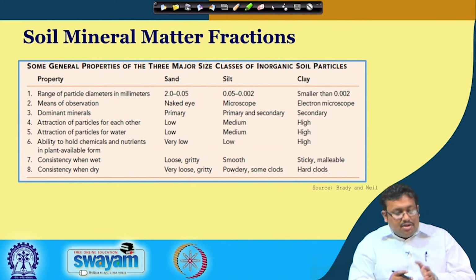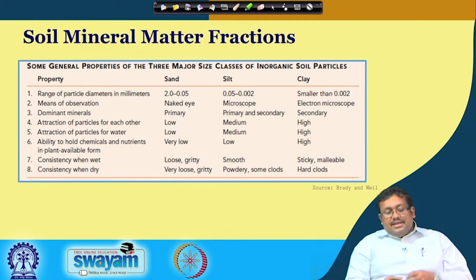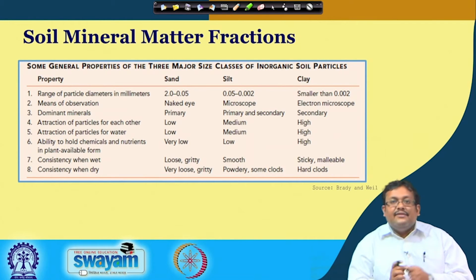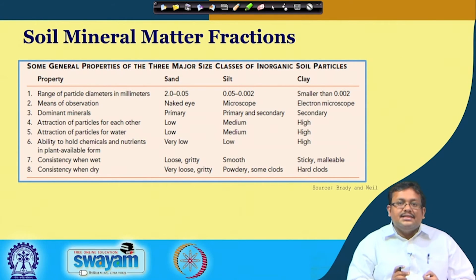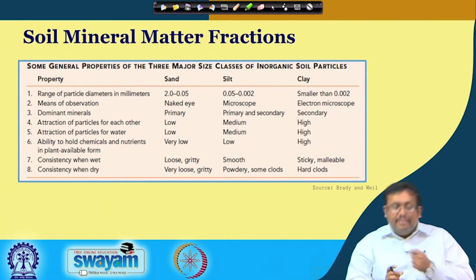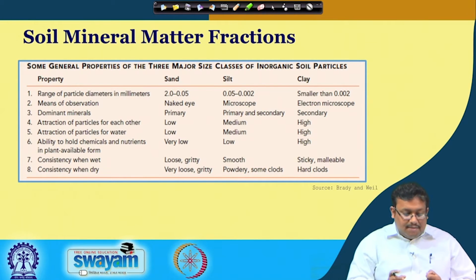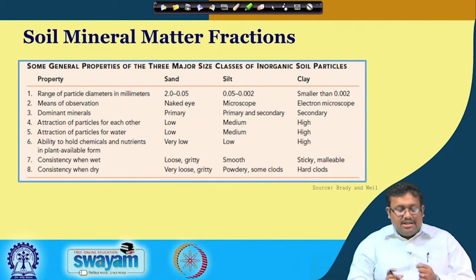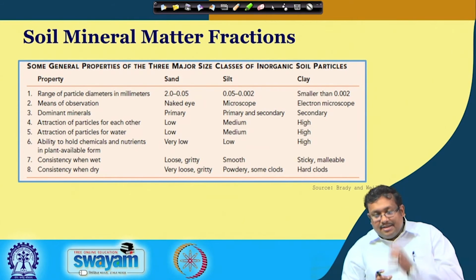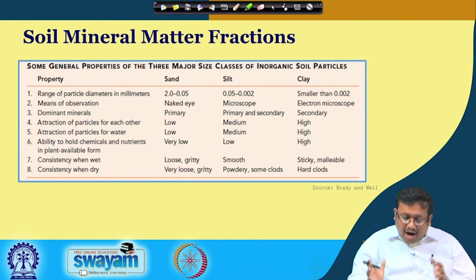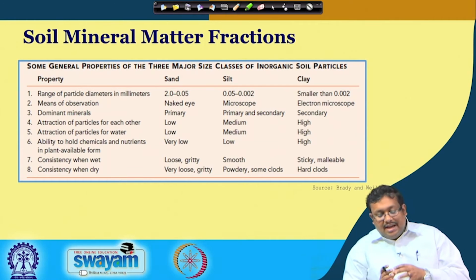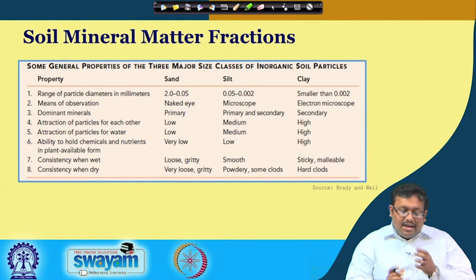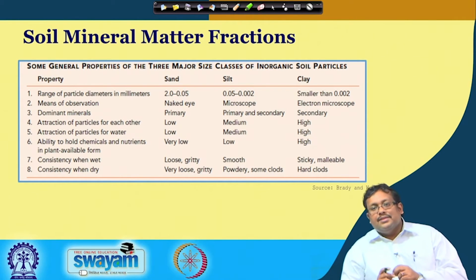Now, sand also has a loose and gritty consistency, whereas clay has a very sticky and malleable consistency, and silt is in between, that is, a smooth consistency. And the consistency when dry will change to very loose and gritty for sand, whereas in the case of clay it will become hard clods, and in the case of silt it will become powdery, and sometimes it will form some clods.